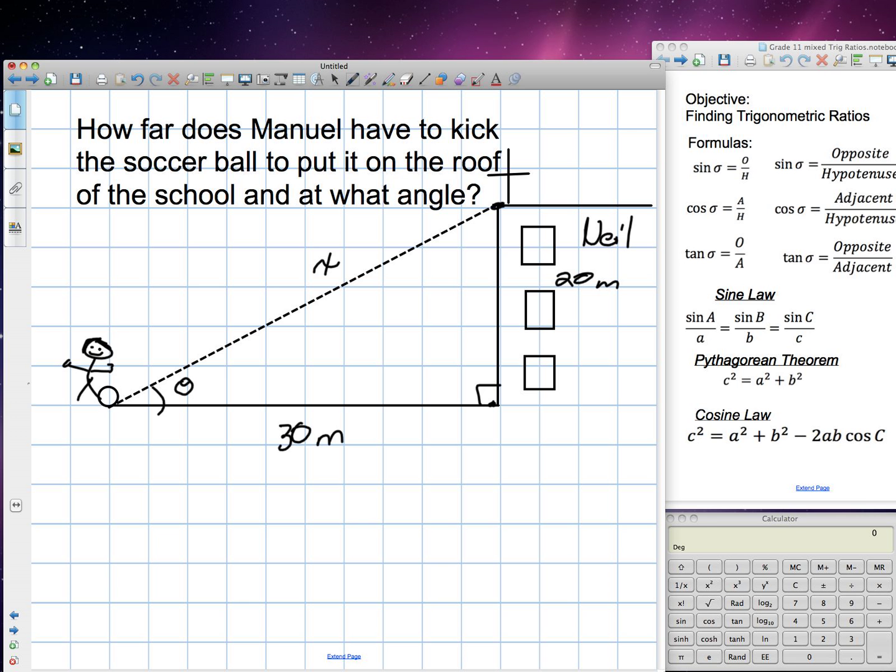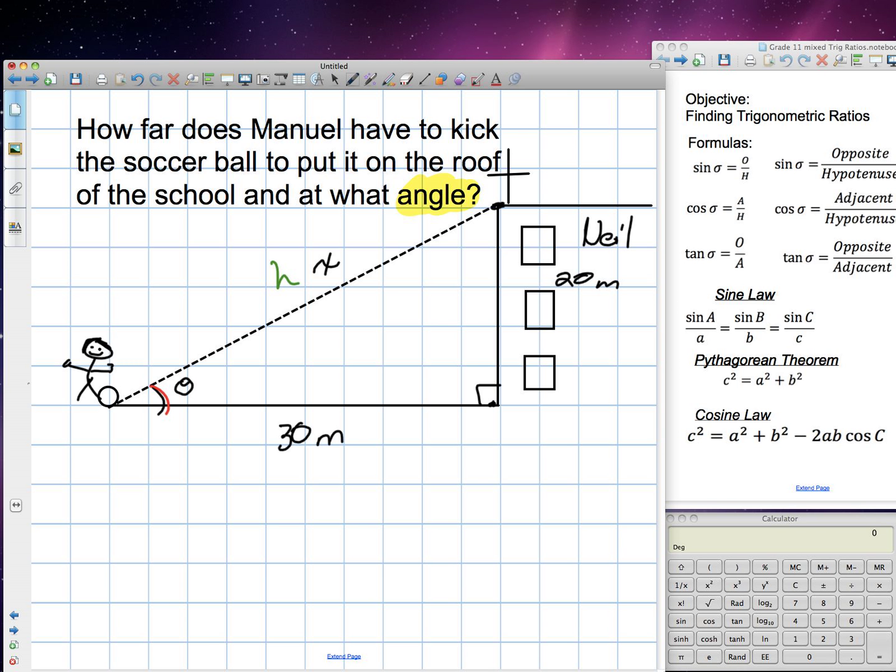The x is what side of the triangle? Hypotenuse. It's the hypotenuse. The wall of the school is what side? The opposite. The reason it's the opposite is because it's opposite the angle we're working with, which leaves us with the ground being the adjacent side.